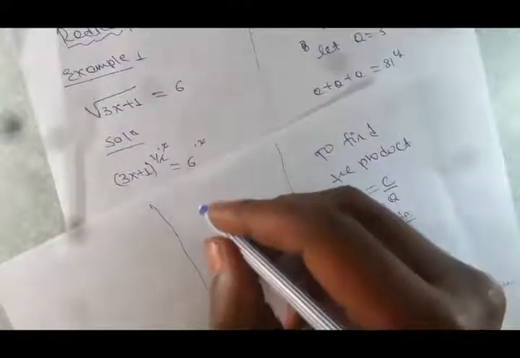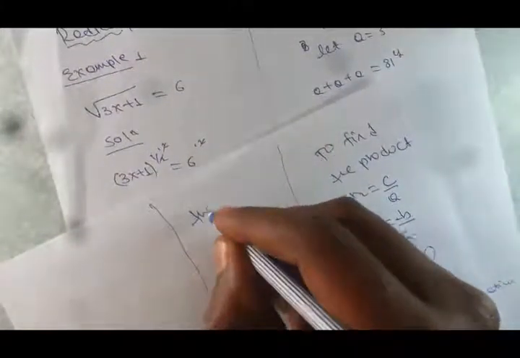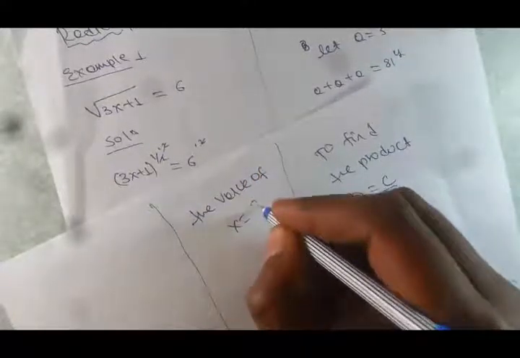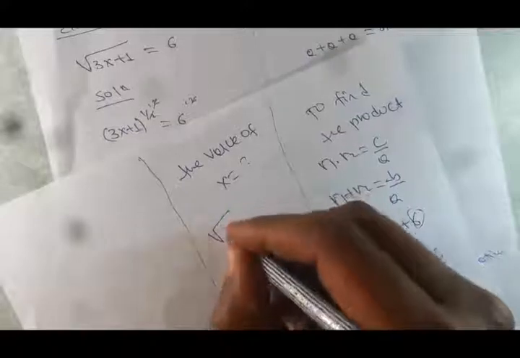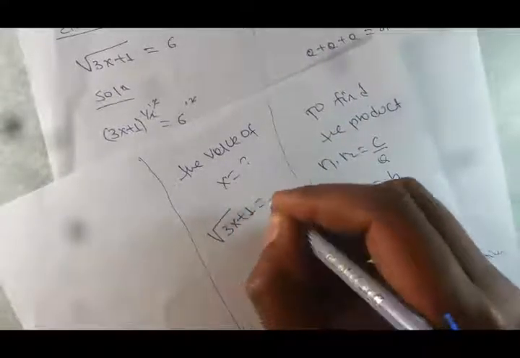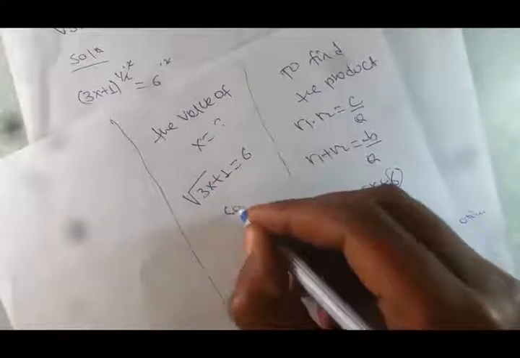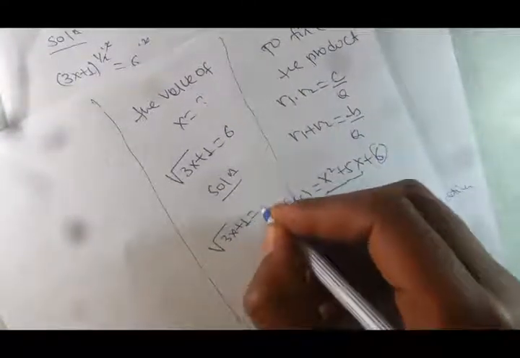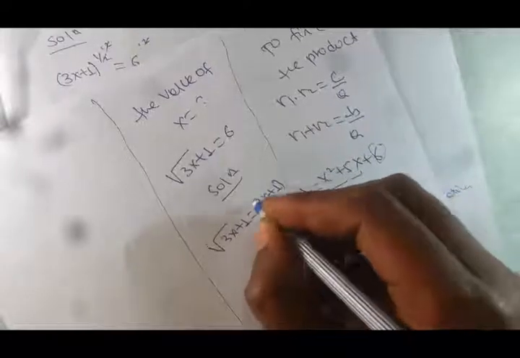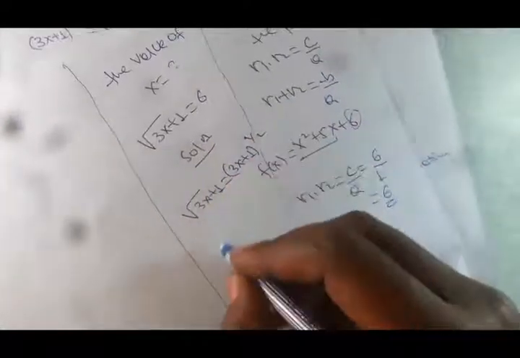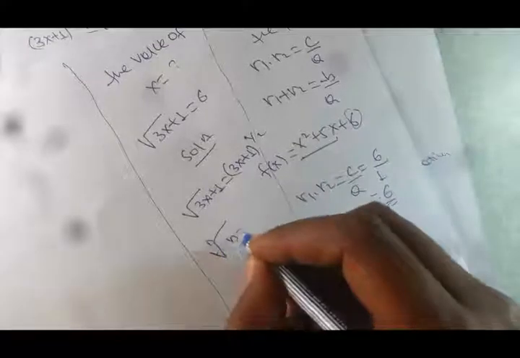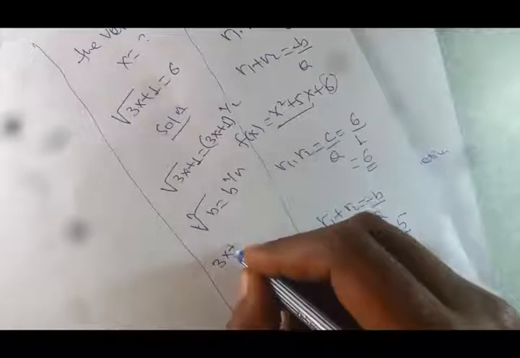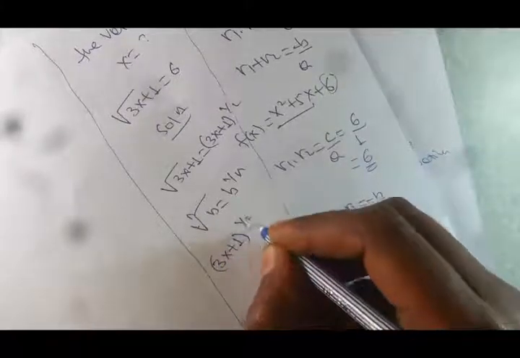Example 1 asks us to solve for the value of x, and we are given the square root of 3x plus 1 is equal to 6. Solution. We know that the square root of 3x plus 1 can be written as 3x plus 1 raised to 1 over 2. From what property? We know the nth root of b can also be written as b raised to 1 over n. Therefore, 3x plus 1 raised to 1 over 2 is equal to 6.